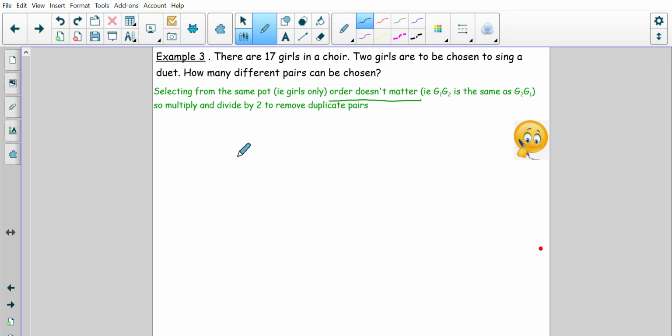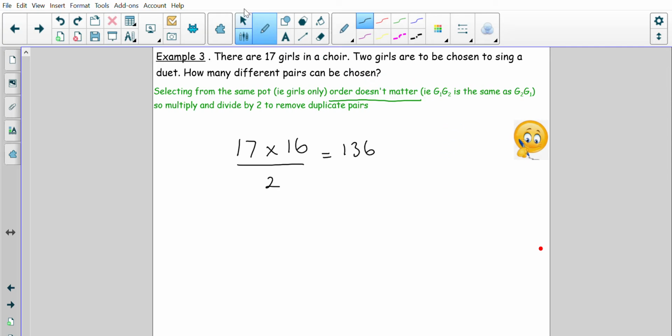So we'll have a choice of 17 girls when we choose the first girl, and then we've got 16 left when we choose the second girl, and we're going to have to divide by 2 to remove the duplicates, so we get a possible number of pairs of 136.